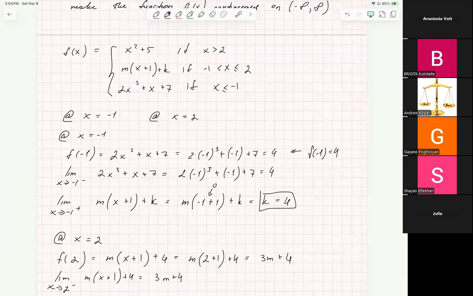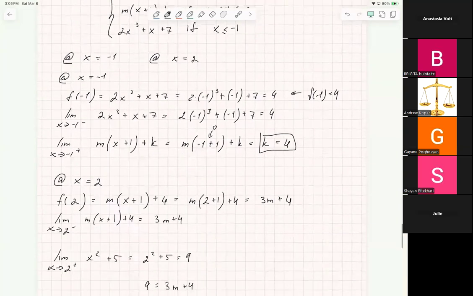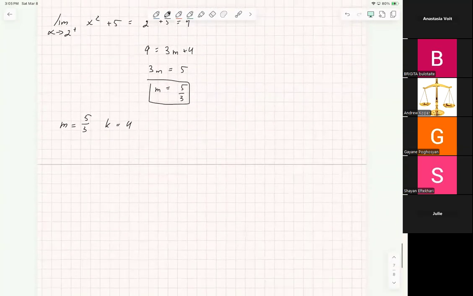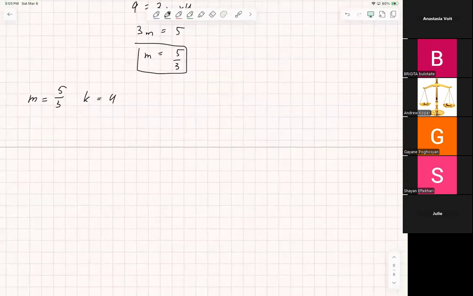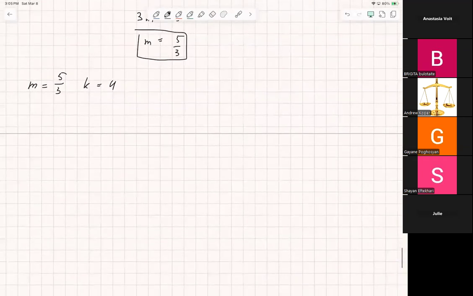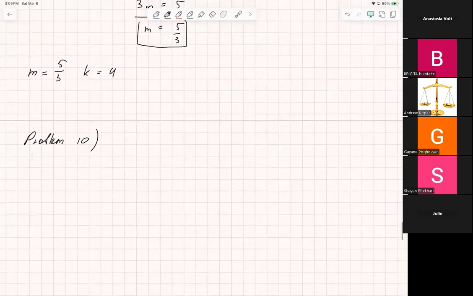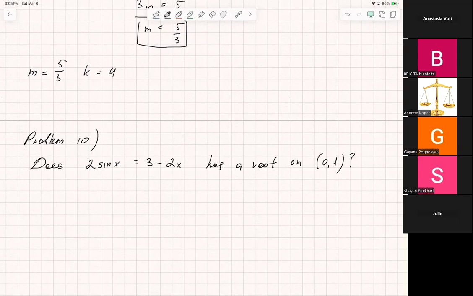And now, yeah, the last problem that I have here is using, what's it called? Intermediate value theorem. So problem 10. Does 2 sine x equals 3 minus 2x have a root on 0 to 1? And we will prove our answer or explain our answer, right?